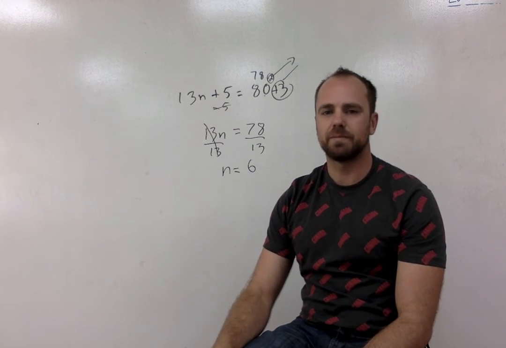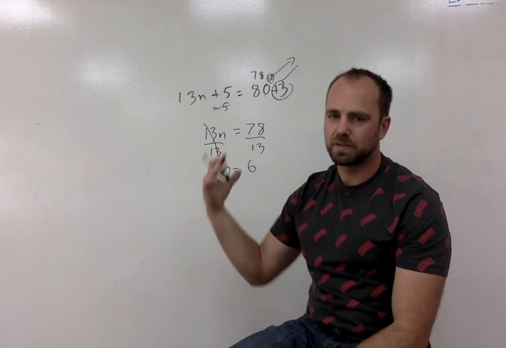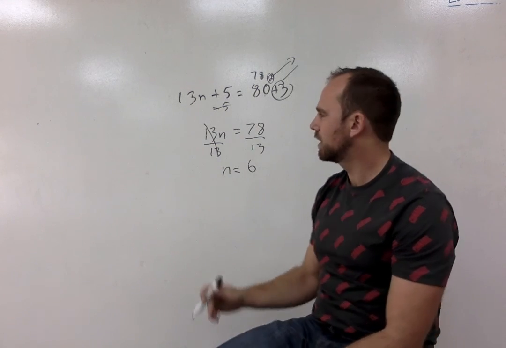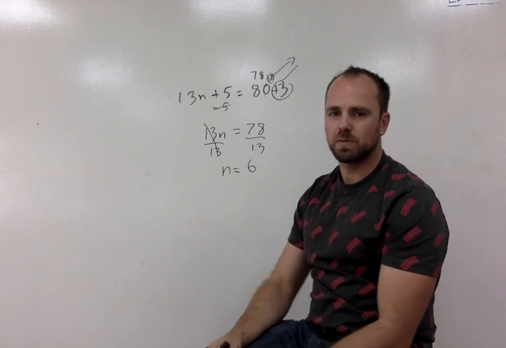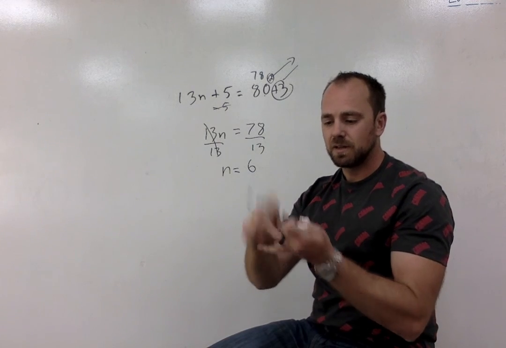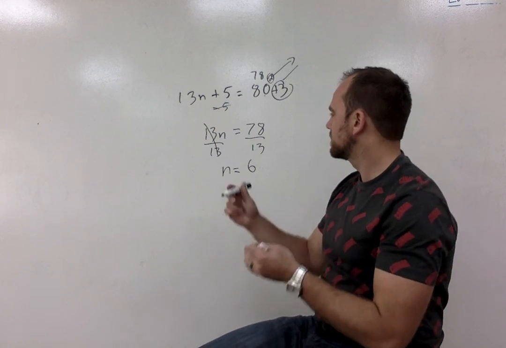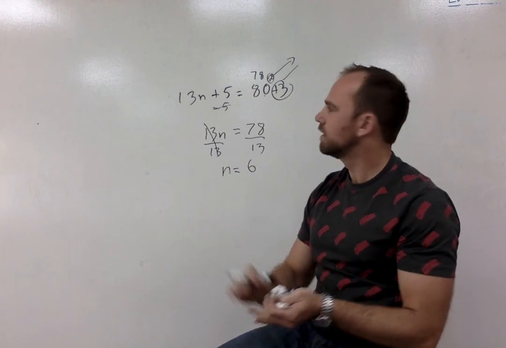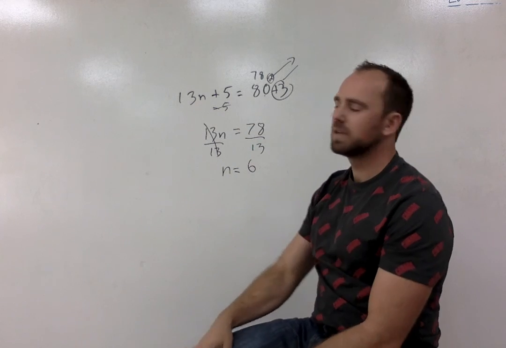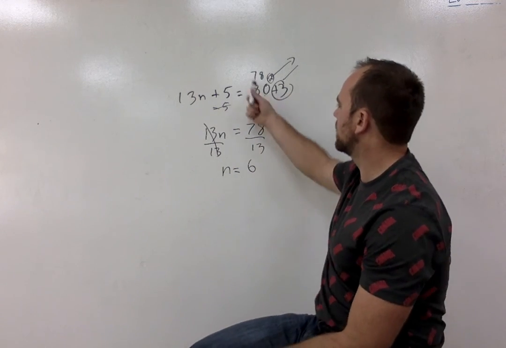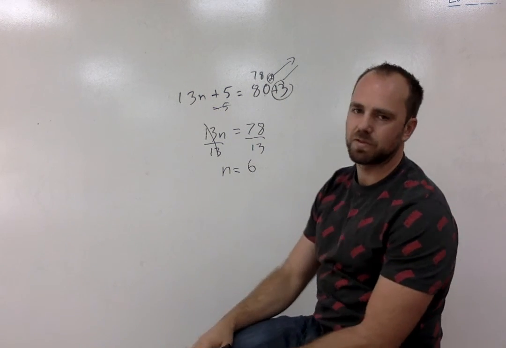Okay? That's not what I expected you to do in your head. That's why it took me a little bit longer to actually come up with a question, because I was doing it in my head. But 13 times 6, well, 10 times 6 is 60. 6 times 3 is 18. 60 plus 18 is 78. Okay? 78 plus 5 equals 83. Okay? Which is what this ended up equaling, 80 plus 3.